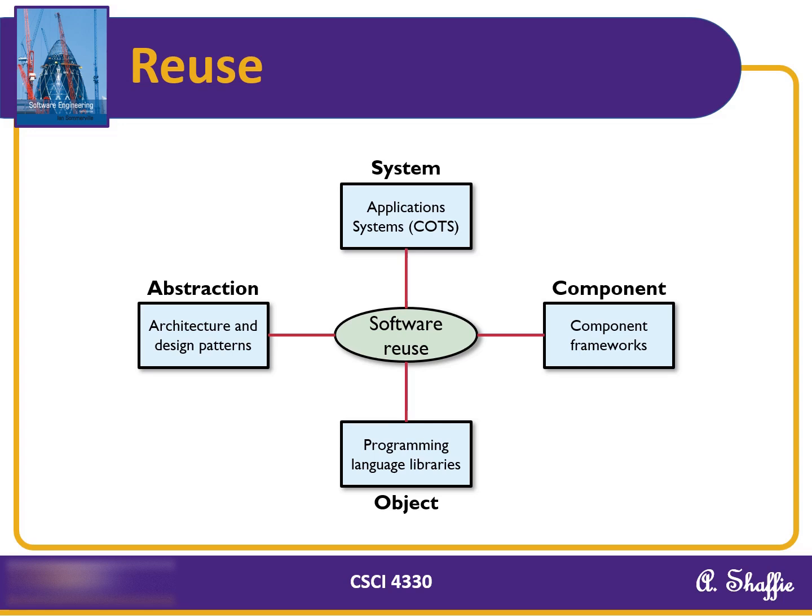The component level. At this level, you are reusing collections of objects and object classes packaged as components. These components provide higher-level functionality and can be integrated into your application systems directly. And finally, the system level. This is the most comprehensive level where you reuse entire application systems. For example, you might adapt an existing system to fit the needs of your new project instead of building one from scratch.